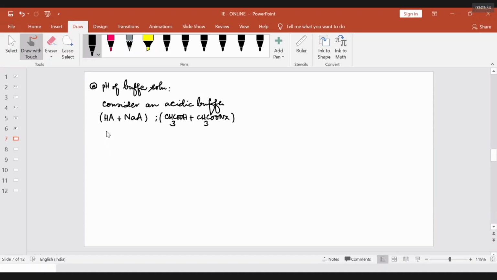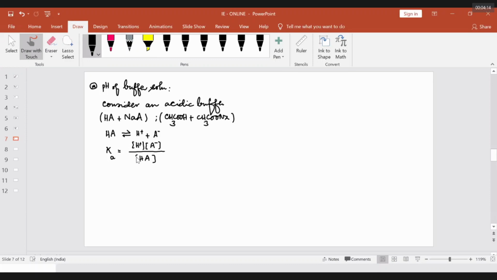Let us take HA first. This will dissociate to give H plus and A minus. Who is that? The acetate ion, right? Next, we have Ka. What is this? The acid ionization constant. The acid ionization constant is written as concentration of H plus ion into concentration of A minus acetate ion, divided by the concentration of unionized acetic acid molecule. Fine.